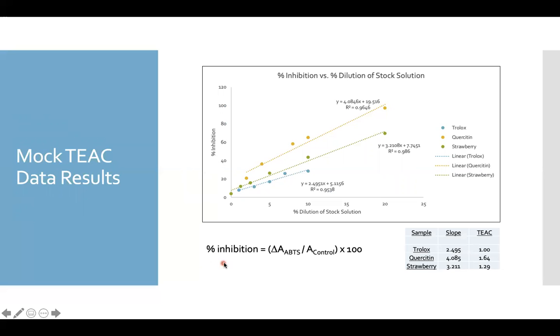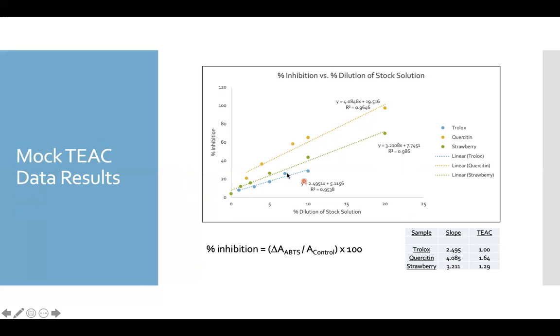The percent inhibition is calculated by taking the absorbance of the ABTS free radical remaining after reacting with the supplement and dividing it by the absorbance of the stock ABTS free radical solution, and then multiplying that by 100. In the scatter plot above, the y-axis represents percent inhibition, and the x-axis represents the percent dilution of various supplements.